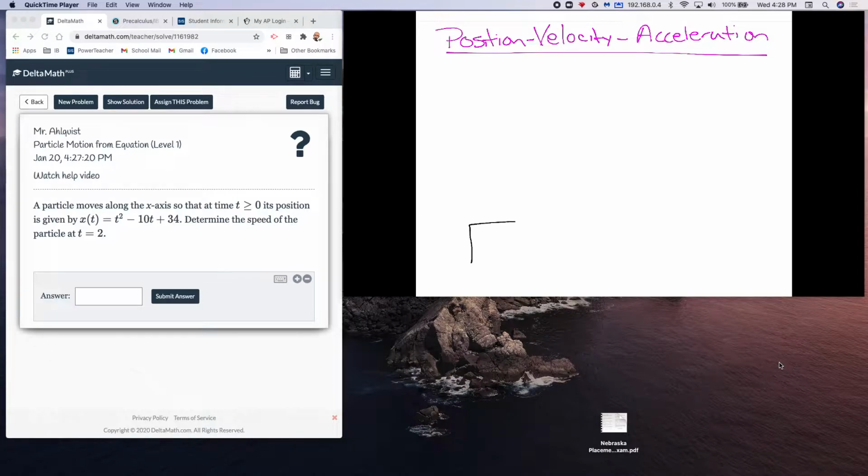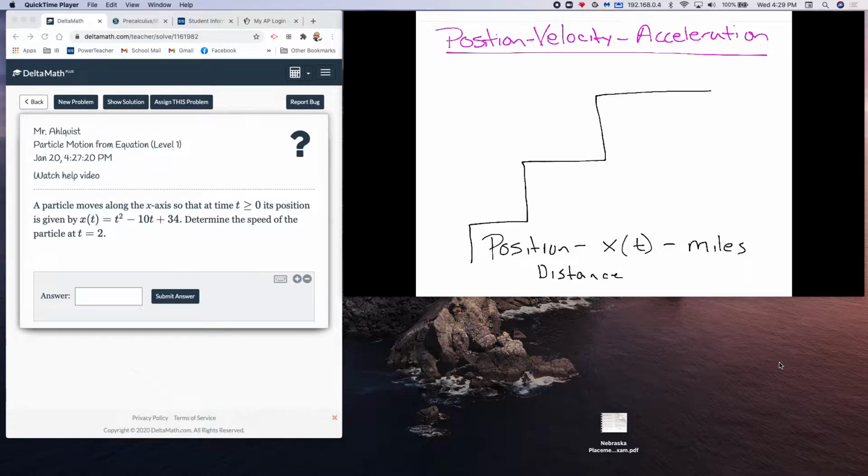So just like we had in Unit 4, we're going to call position down here. Oftentimes it's x of t. T is the independent variable because it's time. It's measured in things like miles. Maybe it could be measured in centimeters. It could be measured in inches. But it's some kind of a distance.